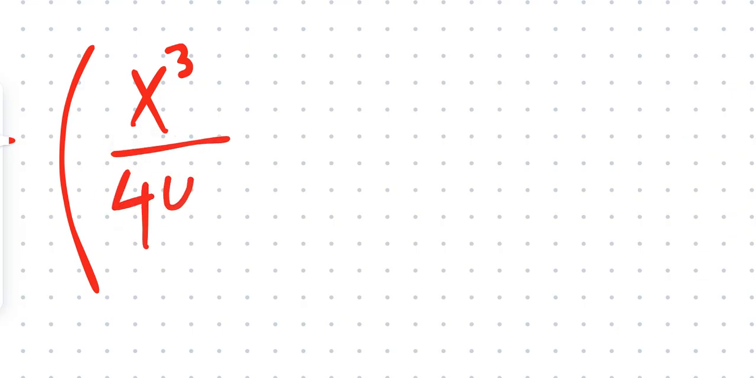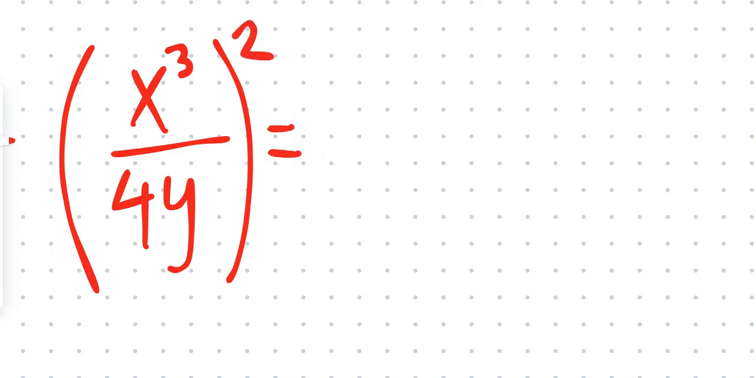Alright, let's have a few more examples. So if we say, let's say, x to the power of 3, and then we have 4y, and then everything to the power of 2. I will give you a minute. Try to do it yourself.